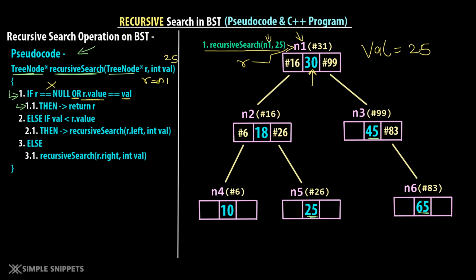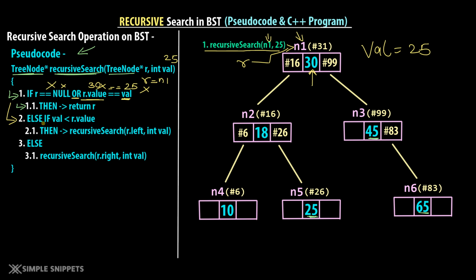We are calling it value. So r dot value is nothing but n1 dot value, which is 30. Is it equal to the value that you are looking for? We are looking for 25. Is 30 equal to 25? No. So of course the first statement, that is the first if block, both these conditions have become false. So this if block will not be executed, and we will go to second else if block. Okay. So far so good.